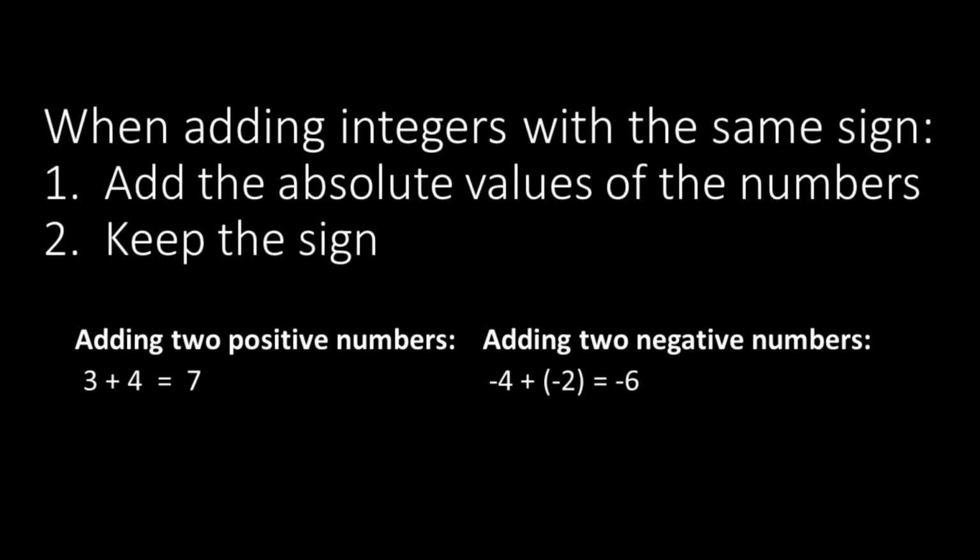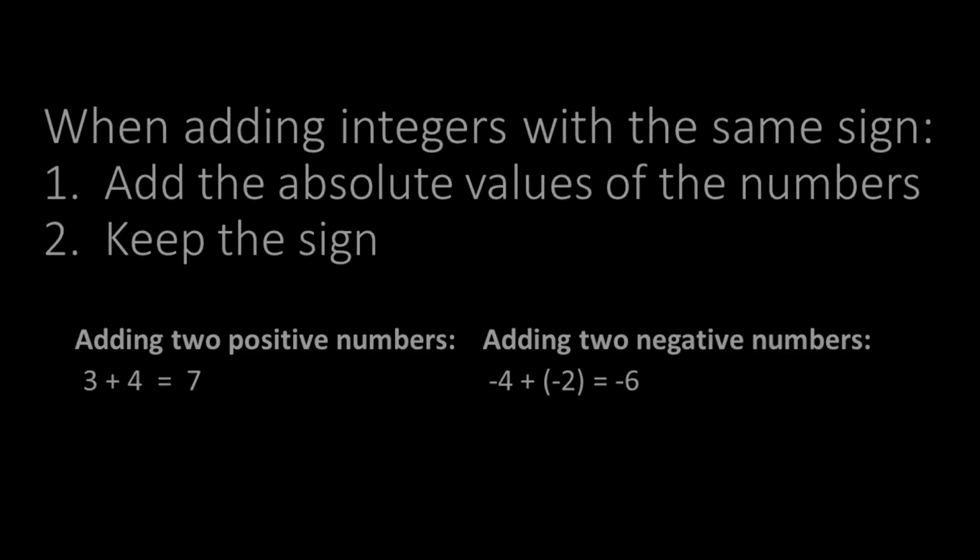When adding integers with the same sign, we have two steps. First, we're going to add the absolute value of the numbers that are in our problem, and then we're going to keep the sign of those numbers. So if I have two positive numbers, my answer will be positive. If I'm adding two negative numbers, my sum will be negative.